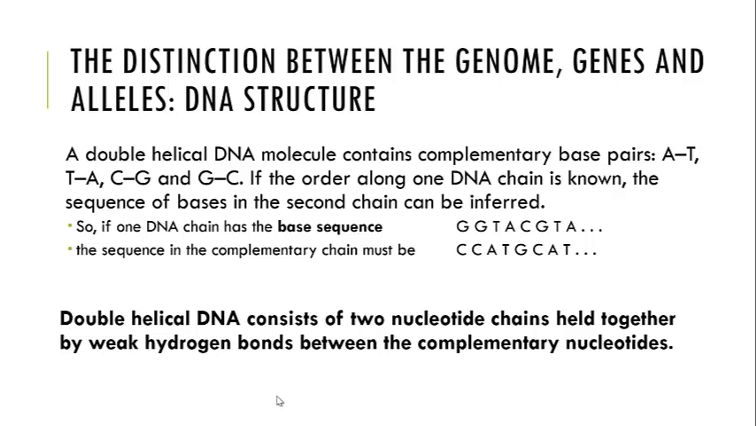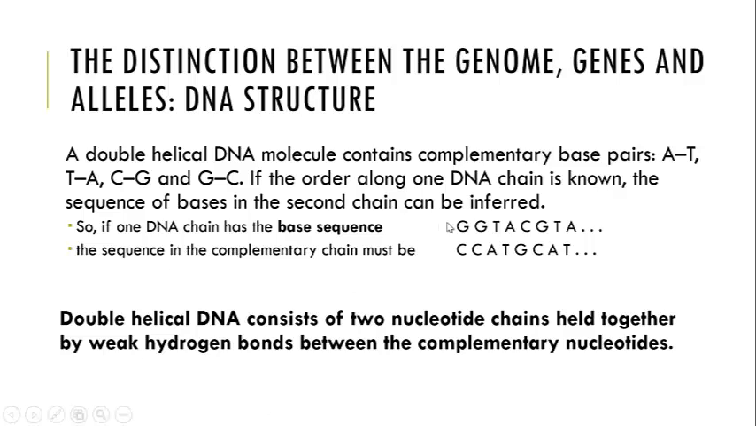So if the order along the DNA chain is known, the sequence of bases on the second chain can be inferred. And you might be asked to do this in a test or an exam, and it's a really, really easy 2 marks. All you need to do is identify 5', 3', and then that it runs in the opposite direction, and you'll never be given a whole genome or a whole gene even. You'll just be given a short little section, and you just have to copy it down.